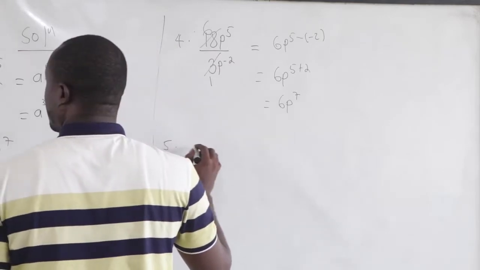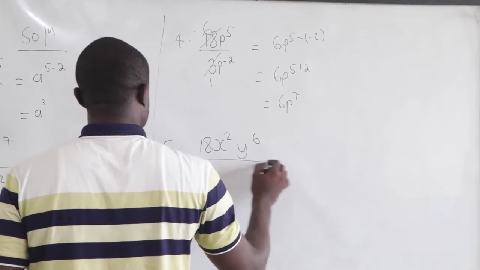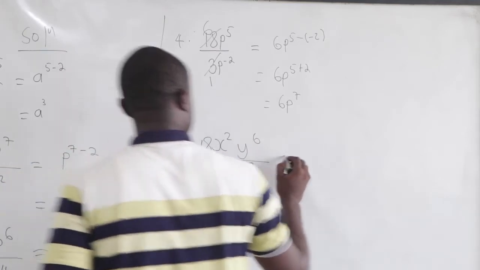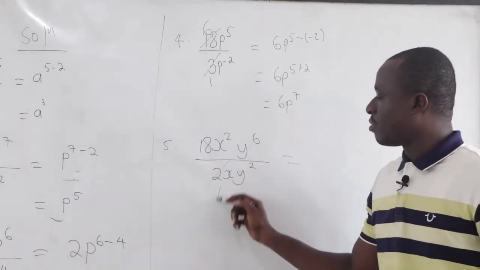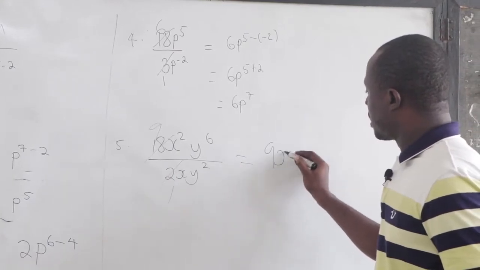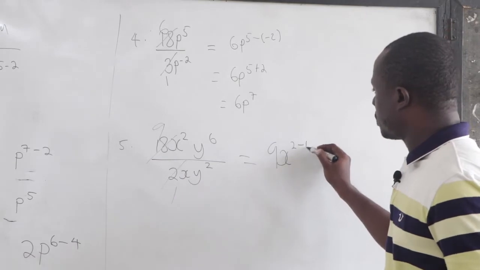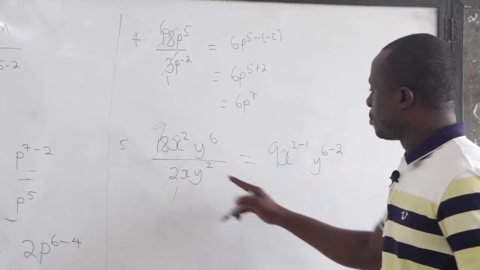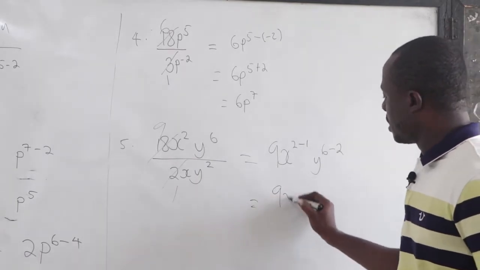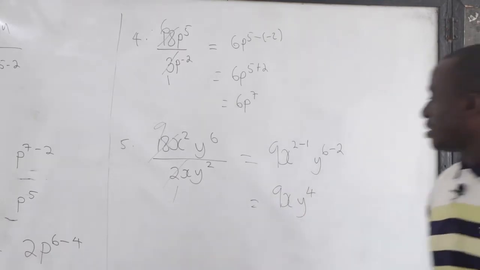Now let's see 5. 18x squared y to the power 6 all over 2x y to the power 2. Now 2 goes into 18, that is 9 times. So you have 9. Okay, x to the power 2, but here it is 1, so 2 minus 1. Y to the power 6 minus 2, because this is 6, this is 2. And this will give us 9xy to the power 4, 6 minus 2, that is 4.